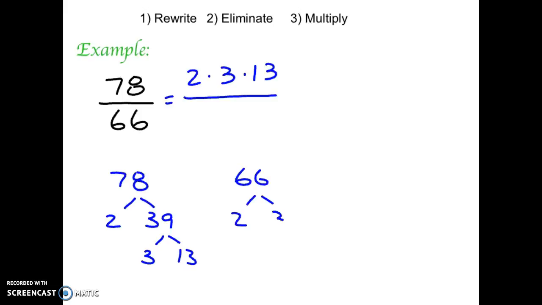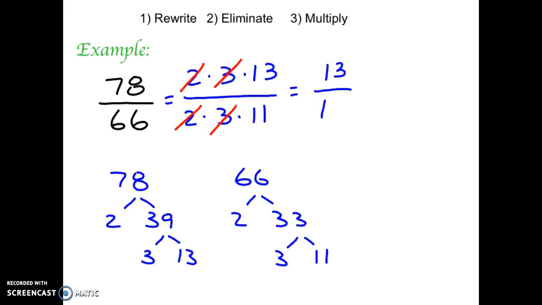66, it's 2 times 33. 33 can be 3 times 11. Those are all prime. So we got 2 times 3 times 11. And now we can eliminate from the numerator and denominator anything that simplifies to give us 1. So the 2 over the 2, the 3 over 3, and that leaves us with the 13 over 11. No multiplication required in this case.